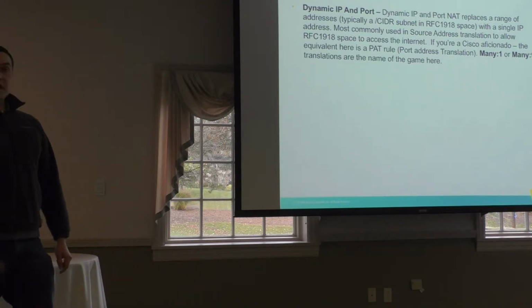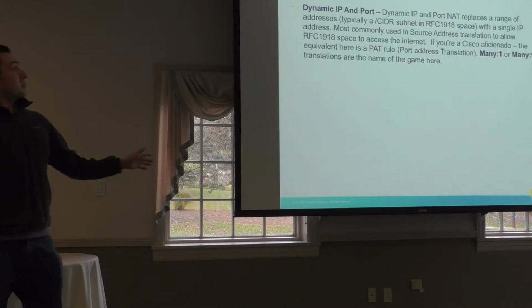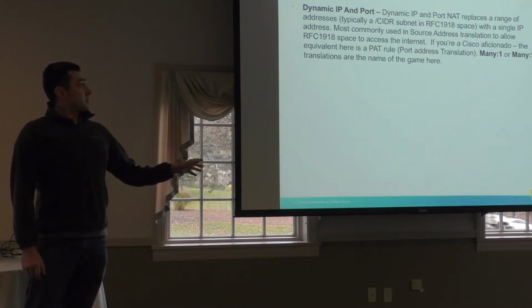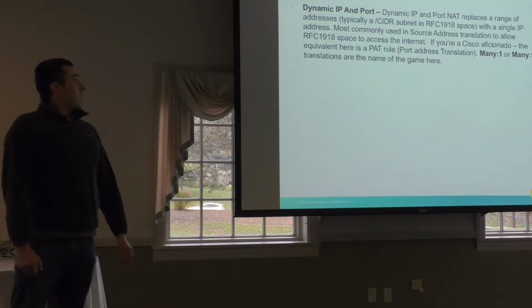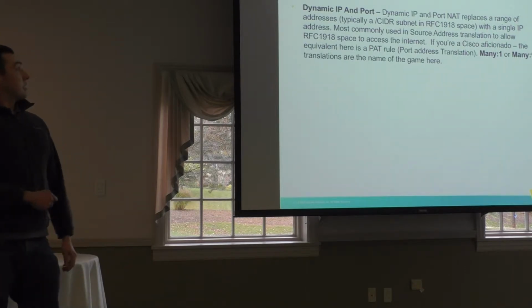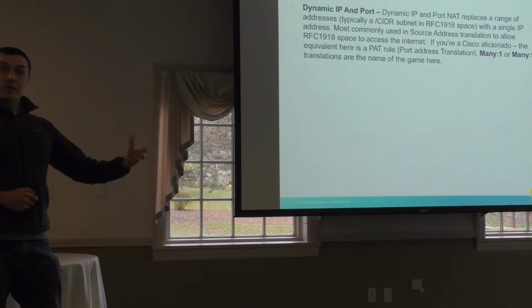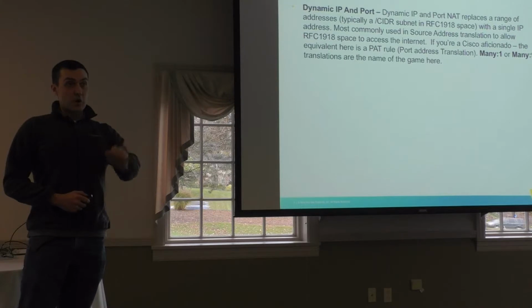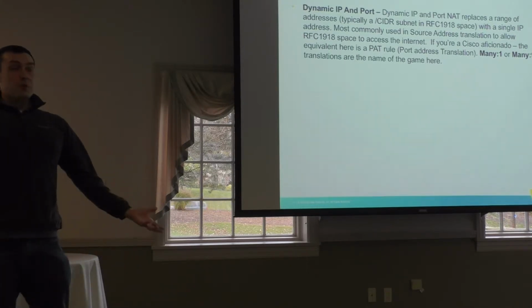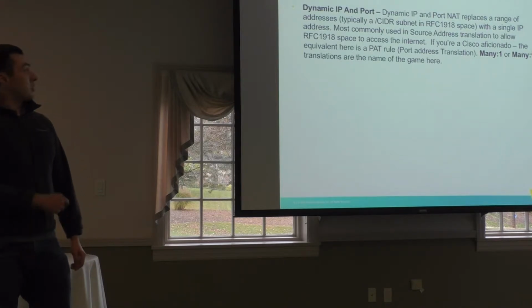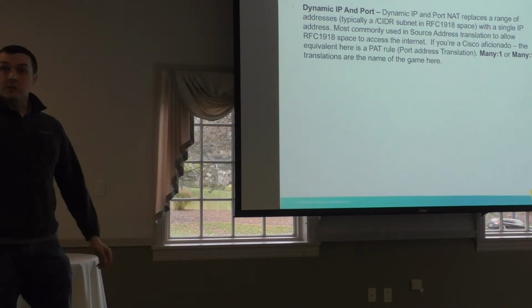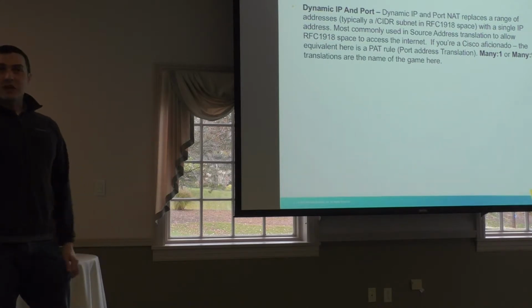So the third type is dynamic IP and port. Dynamic IP and port NAT replaces a range of addresses with a single IP address, usually. It could be a single IP address, or it could be just a couple of addresses. Not only does it replace the address, it also binds each session from the private side to a port as well. If you're Cisco people, you probably understand the term PAT, or port address translation. That's pretty much our terminology for port address translation. And this one is the most common type of NAT that I typically see.